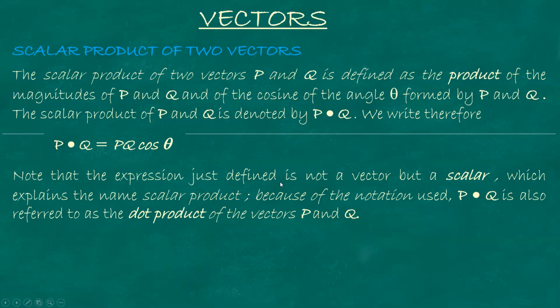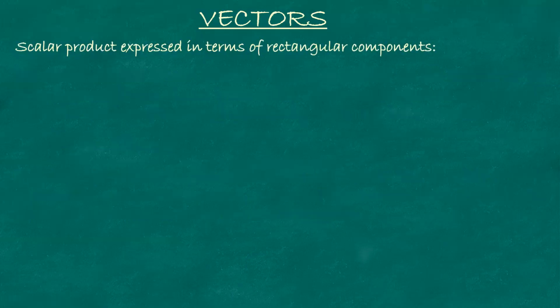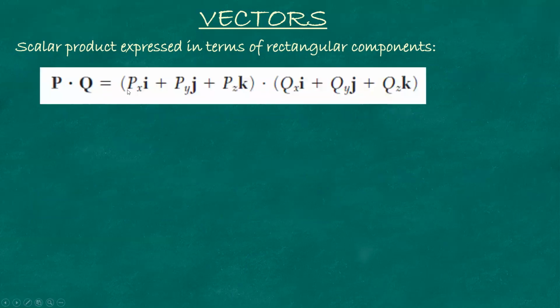Note that the expression just defined is not a vector but a scalar. Scalar, ang makuha na ni P dot Q, number lang. Walay IJK. Kay magnitude naman na. So makuha na itong value na magnitude, makuha na ito theta din. Scalar or dot product kung tawagan. Okay. Sige. So kung na-rectangular component, sa unang pagkuha sa scalar product, pareha na.